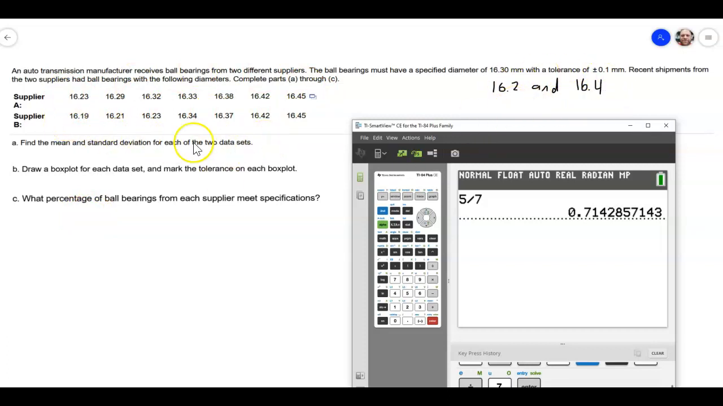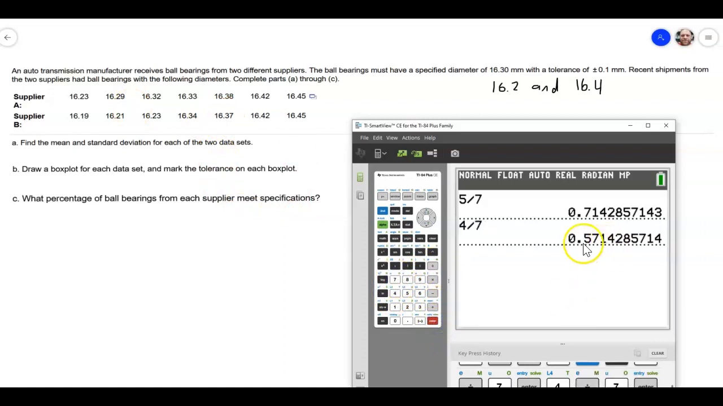And then for supplier B, it's this one, this one, this one, and this one. So 4 out of those 7 fall within range. So I just do 4 divided by 7 and move the decimal place over twice. That's about 57%. So that would be the answer for C, for supplier B.